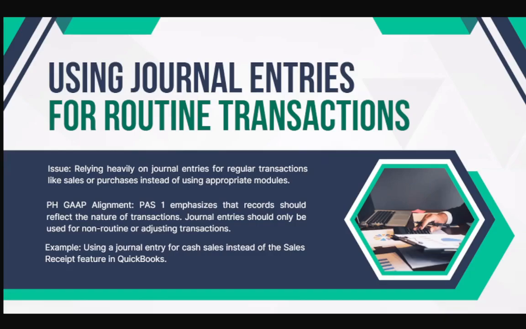Okay? You should not use journal entries to record adjusting entry for inventories because there's an appropriate transaction type for that. You should not use journal entries to record receivables. You should not use journal entries to record payables because this transaction type has a corresponding proper transaction type. Okay? The nature of transaction should be recorded depending on the transaction type.